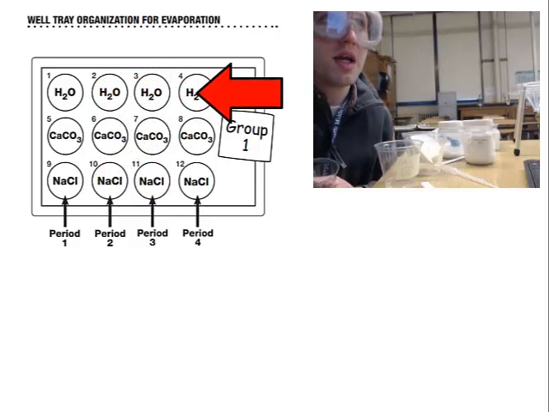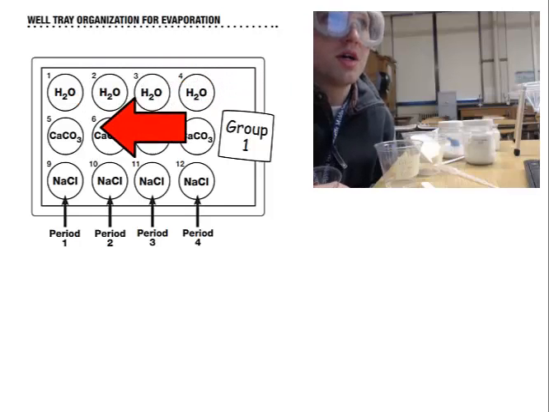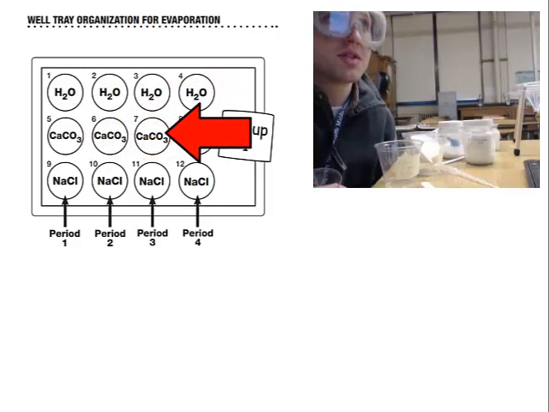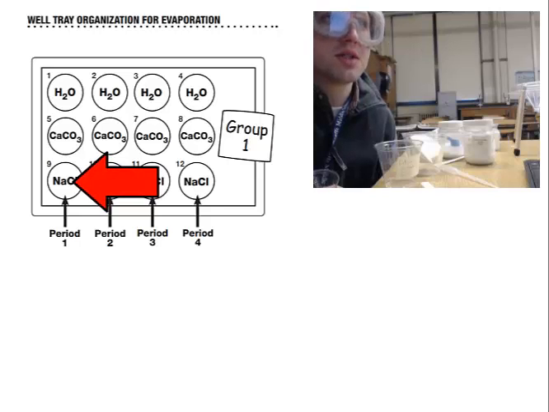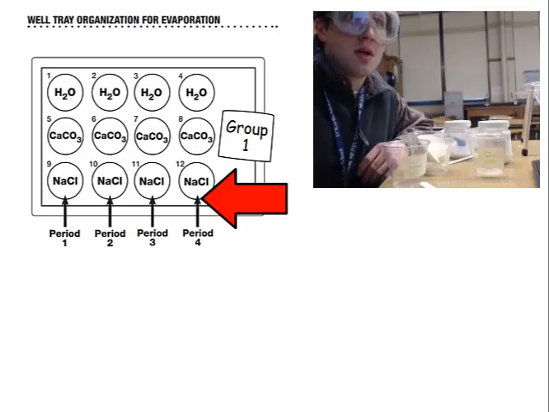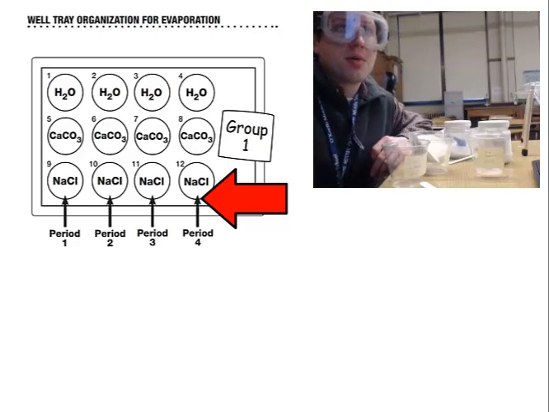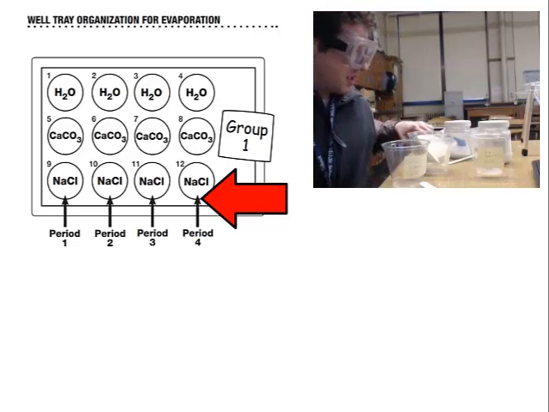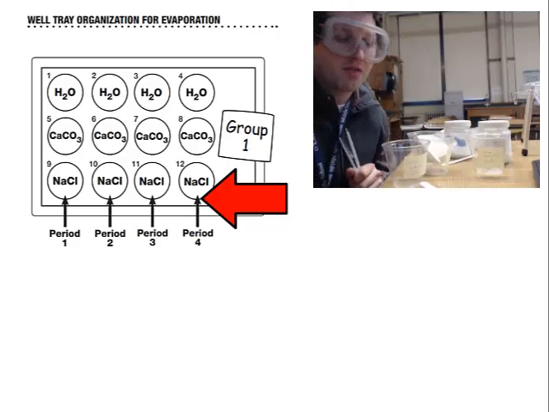You can see how the well tray is set up. So for each subsequent period, the H2O goes in 1, 2, 3, or 4. Calcium carbonate goes in 5, 6, 7, or 8. And sodium chloride goes in 9, 10, 11, or 12. When you've completed putting the liquids into the well tray, you're finished.